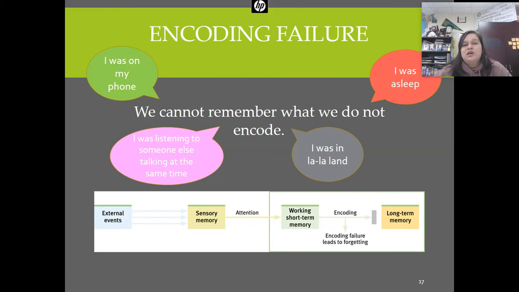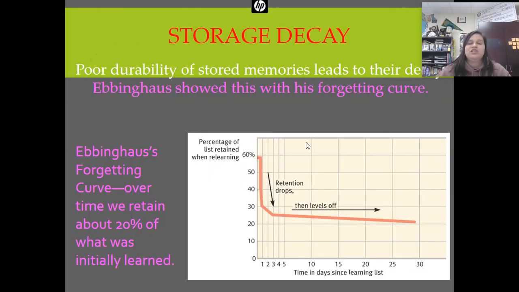There was something else going on. There was just too much information coming at you at one time, or maybe you were distracted. Were you on your phone? Were you listening to someone else talk? Were you in la la land? Were you asleep? There's just so much information coming at you that a lot of it never even makes it into short-term or long-term memory. That's an encoding failure.